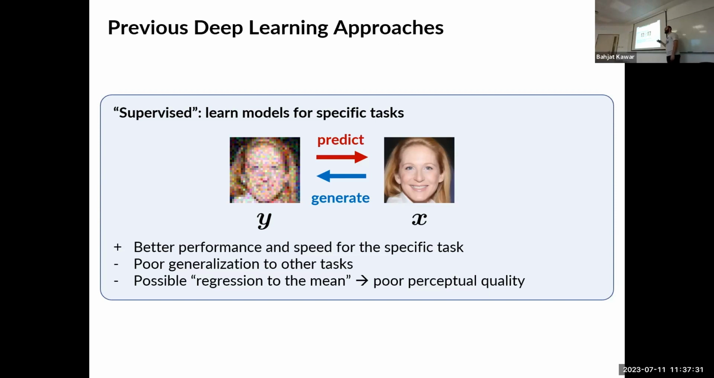How's it going to work with more noise, less noise? How's it going to work at all for inpainting? It's just a different problem that the model was not trained for. So it's going to have poor generalization to other tasks. And it might suffer from the regression to the mean problem, which we're going to touch on in a minute, which is going to lead to poor perceptual quality in the results. What does that mean? That means that even if the result achieves good mean squared error or PSNR, it might not look like a good image, and we'll see an example of that in a minute.